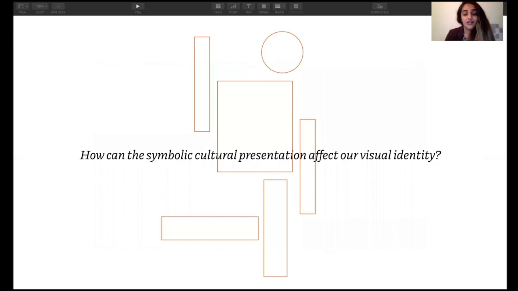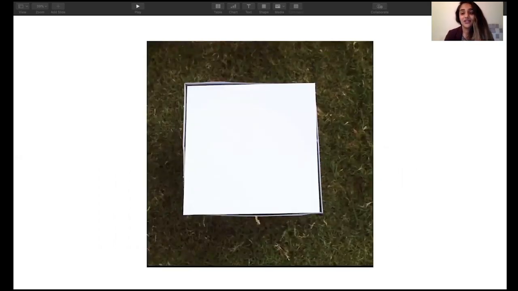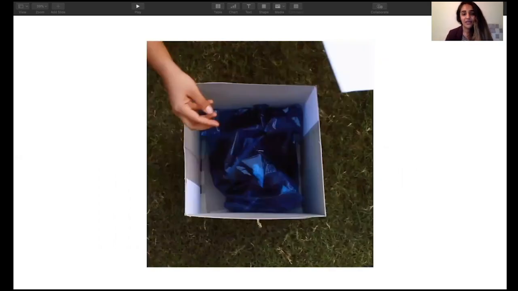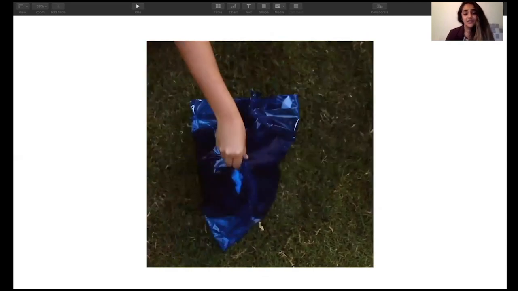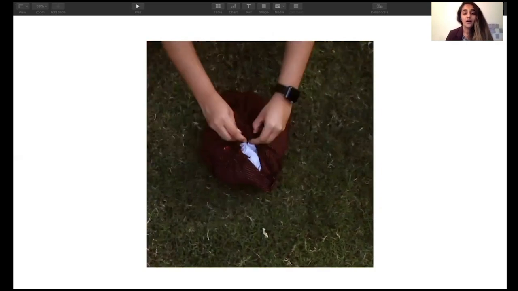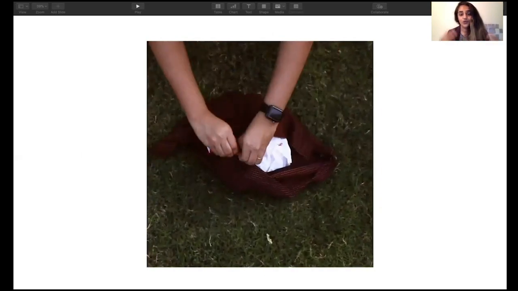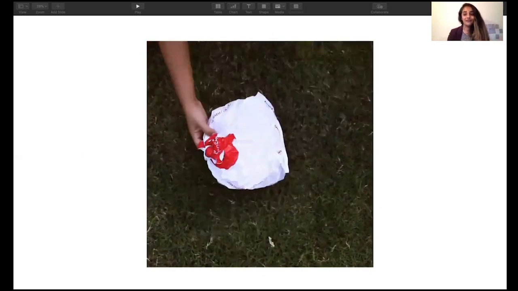How can the symbolic cultural presentation affect our visual identity? Which led me to the exploration of this installation. This installation is made out of many layers. These layers represent the social, cultural, geographical, and religious layers that form who we are as a person, and how that reflects into our visual identity that we put out in the world every day.